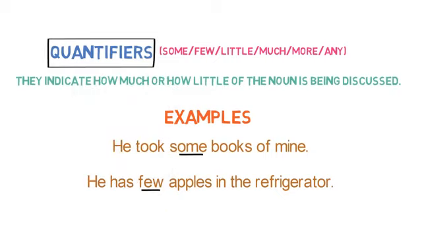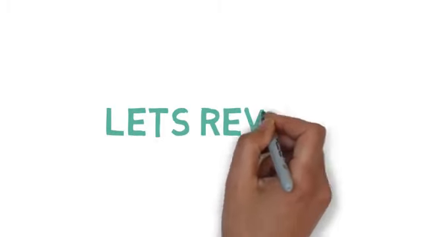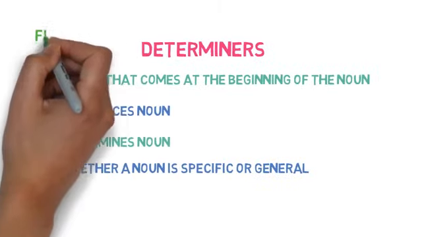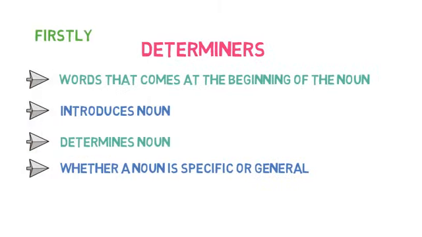Let's quickly revise what we learned in this lesson. Firstly, we understood what determiners exactly are. Determiners are words that come at the beginning of a noun and basically introduce a noun, and they determine the noun, that is, whether a noun is specific or general. Then we saw four different types of determiners with examples.